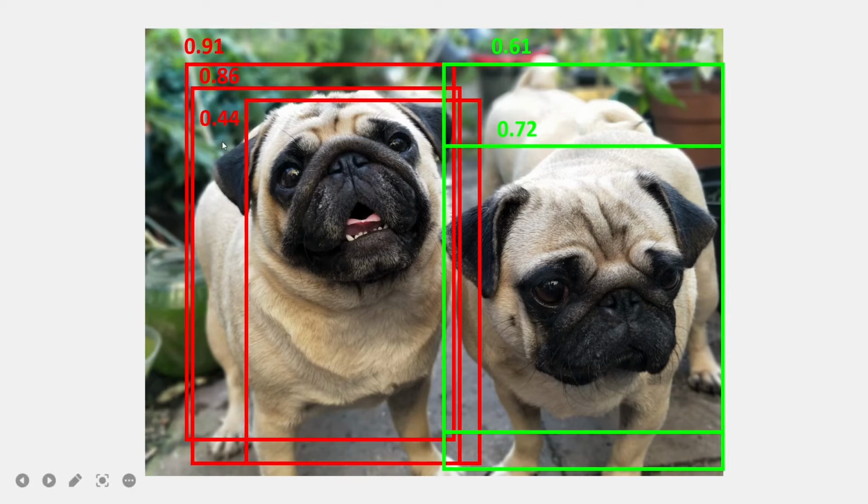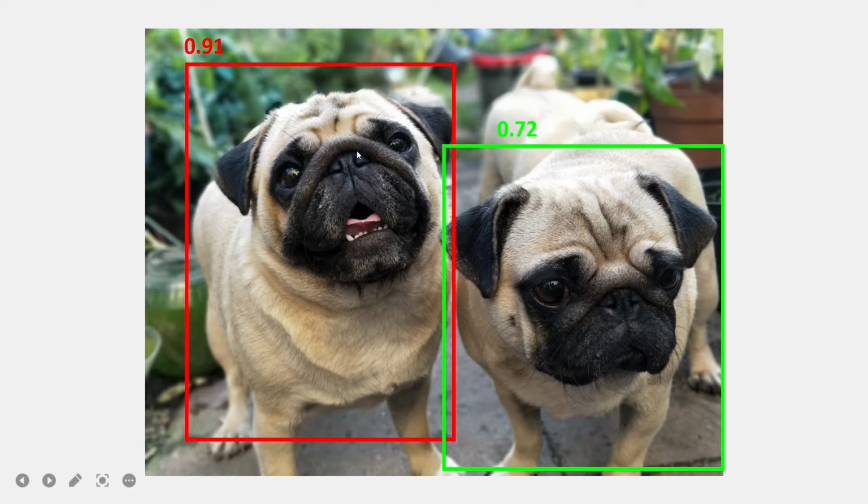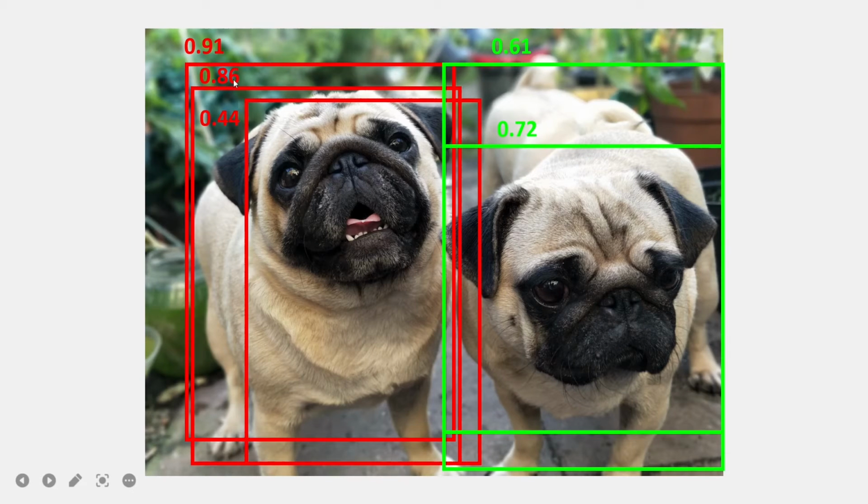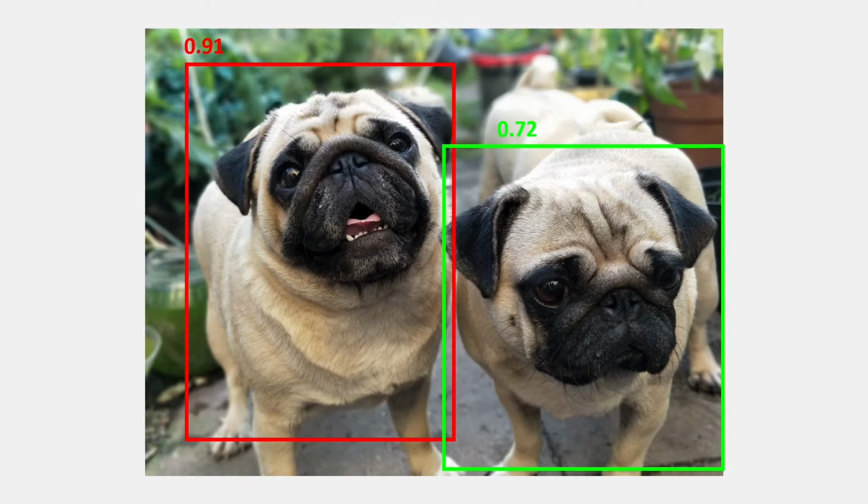So what will be our solution? Our solution should be that 0.91 is the highest for this and 0.72 is the highest for this. If we just take the highest scores, you will only get 0.91 and 0.86, because again we as humans can see these are 2 objects, these are 2 dogs, but the computer doesn't understand. So let's see how we are going to solve this problem.